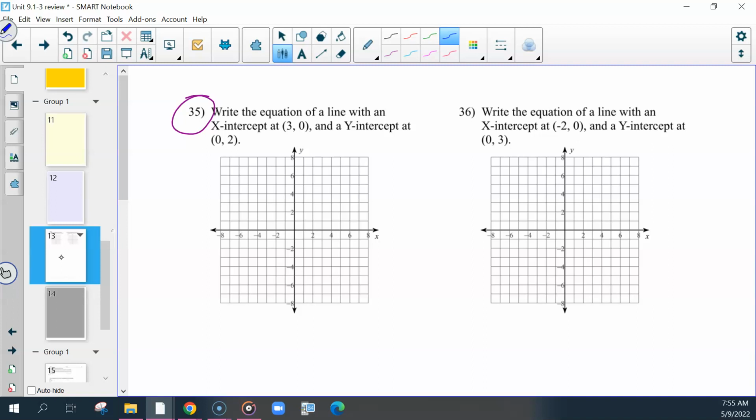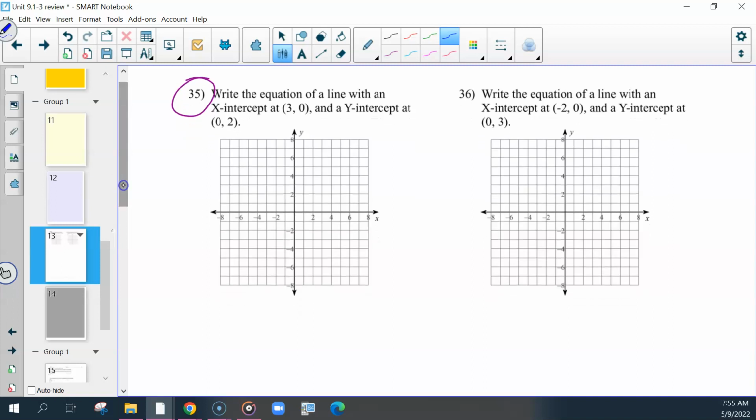And there are a couple different ways to do this problem, so we'll do it both ways. One, if you're given a graph, so you guys don't have this graph, but you could graph it if you want to. If you're given a graph, you could graph both points, so 3, 0 would be here, 0, 2 would be here. I could count my slope, and that would be negative 2/3. And because I have my slope and I'm given my y-intercept, I could write my equation. Y equals negative 2/3 x plus 2.